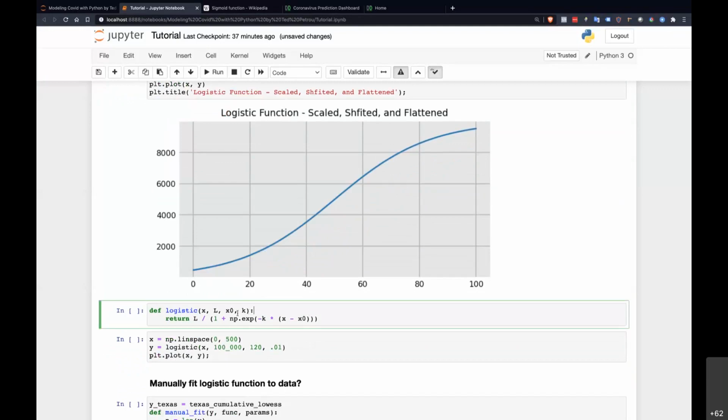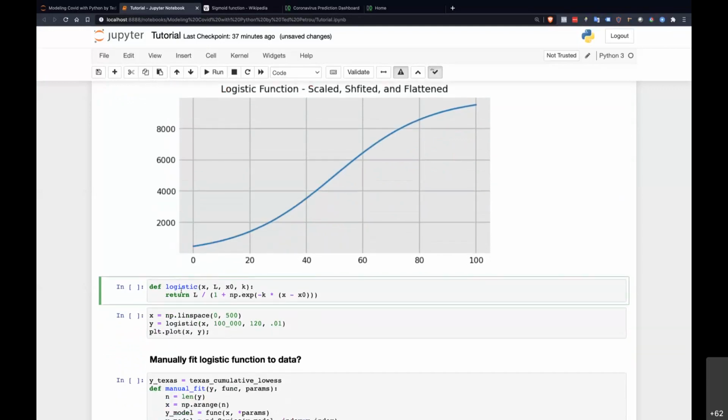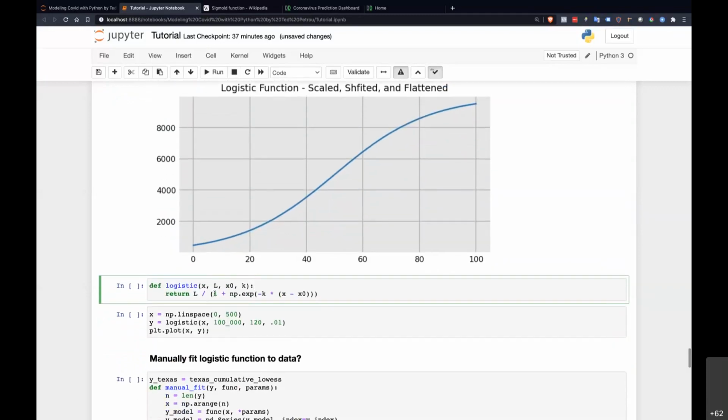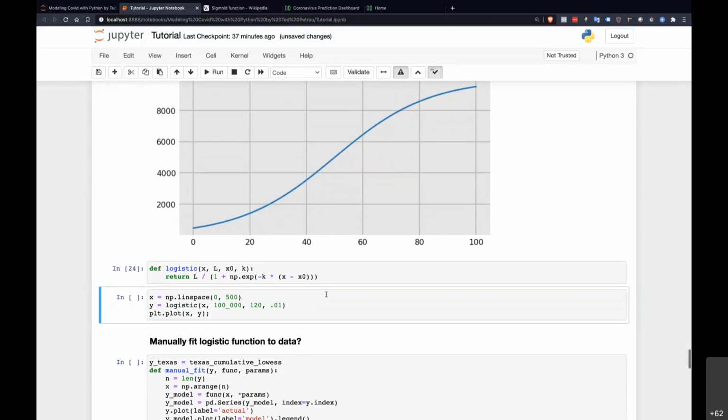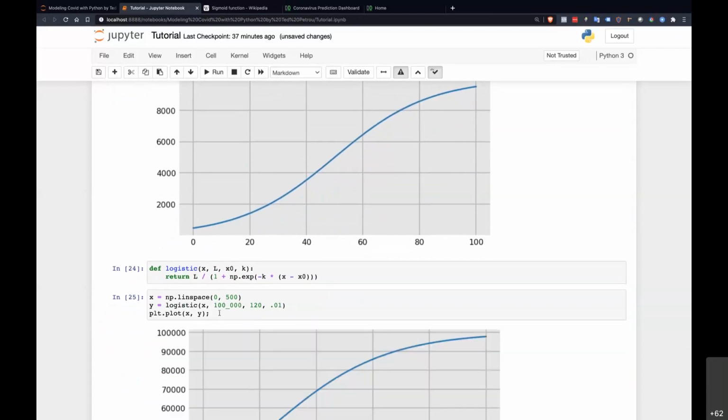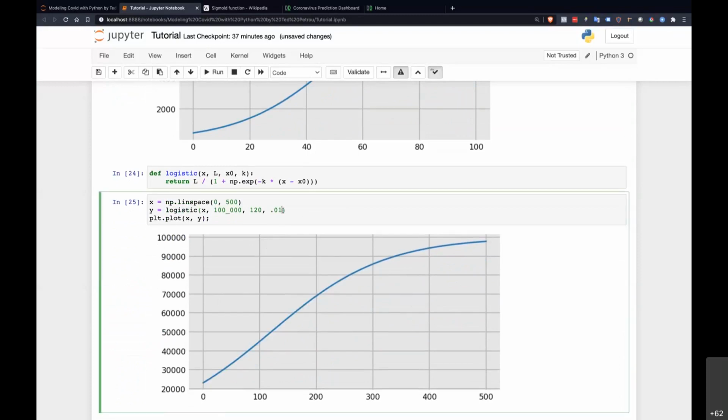Okay, so I have a function here that just calculates the logistic function. So it's the same that we just saw up there. It's L over 1 plus e to the negative k times x minus x naught. And so you can play around with this if you want. If you want to take a minute here, you can change the values of k to see what happens. So here I did 500 days, so it's actually quite a long period of time, but you can change that. You can change the maximum number, play around with that.